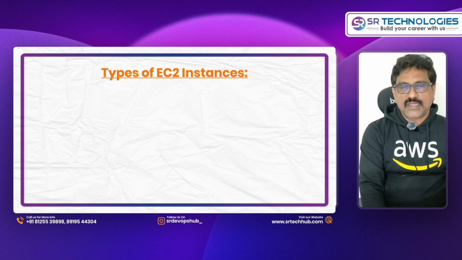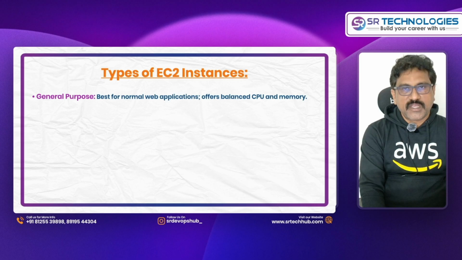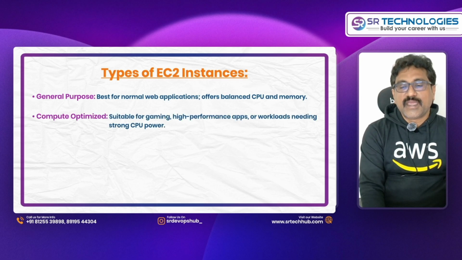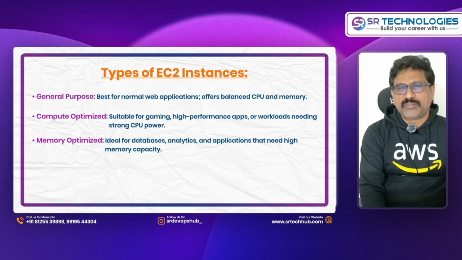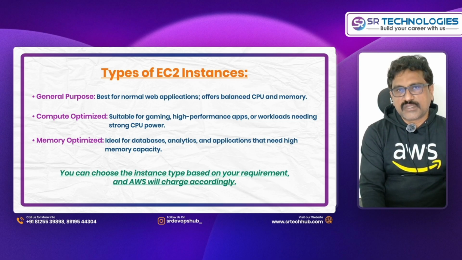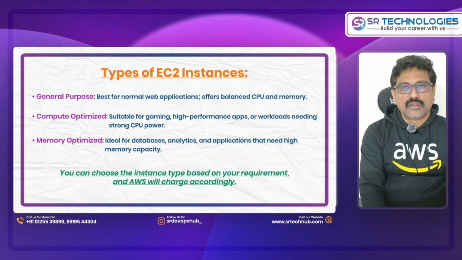For example, if you want to run normal web applications, you can go with the general purpose type of EC2 instance. In this general purpose type, you get balanced, normal CPU and memory. Fine. If you want an EC2 instance for gaming purposes, you can go with compute optimized. This will have high CPU power. Also, if you want it for database and analytics, you can go with memory optimized. Based on your requirement, you can choose the type of EC2 instance. So they will charge accordingly.